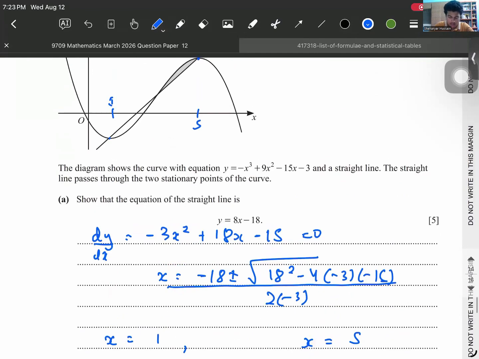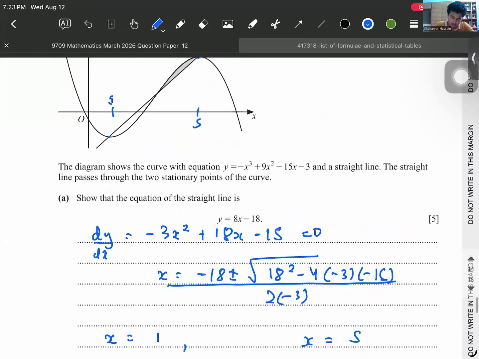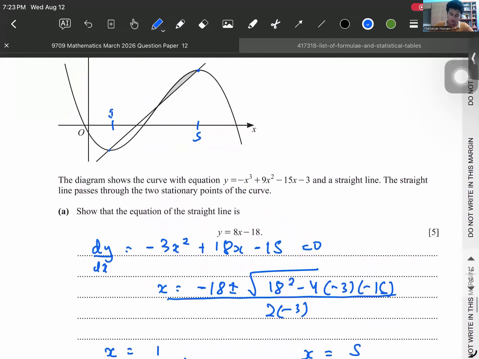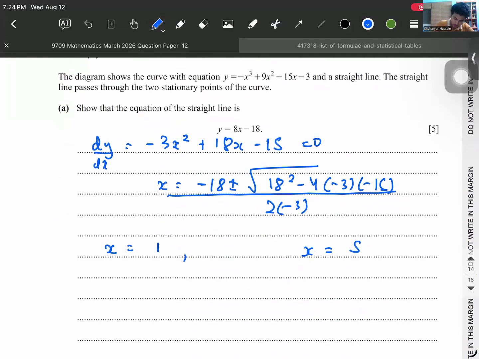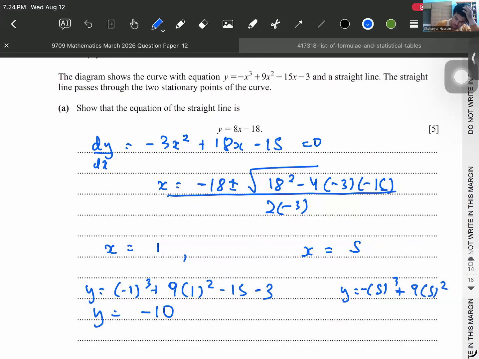Show that the equation of the straight line is this. So we can just find the y coordinates. For x equals 1, this turns out to be negative 1 cubed plus 9 times 1 squared, minus 15, minus 3. The coordinate for 1 comes out to be negative 10. And if we do the same thing for x equals 5, y equals negative 5 cubed plus 9 into 5 squared, minus 15 into 5, minus 3.